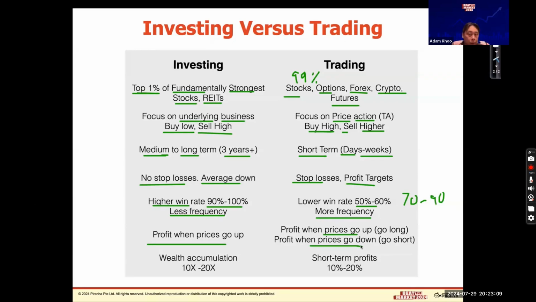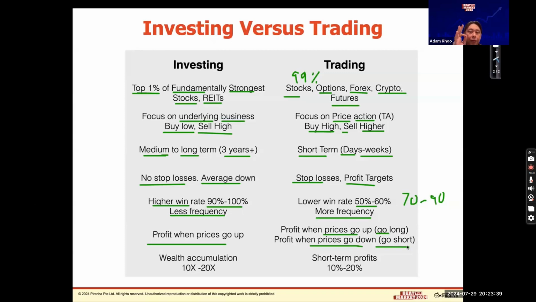How? If you think the price is going to go up, you go long the stock, which means you buy low, sell high, or buy high, sell higher. If you think the price is going to go down, you can short the stock, which means short selling. You borrow shares from the broker, you sell the shares at a high price, then you buy the shares back at a lower price and return it to the broker. That's called going short. And I'll talk a bit more about it in a while for those of you who are totally new to trading.